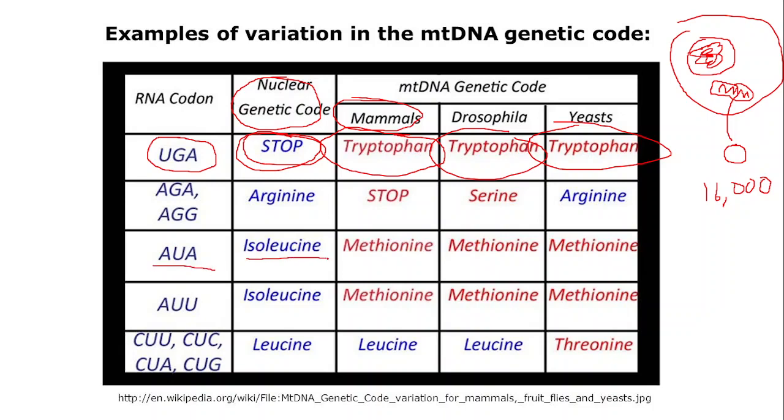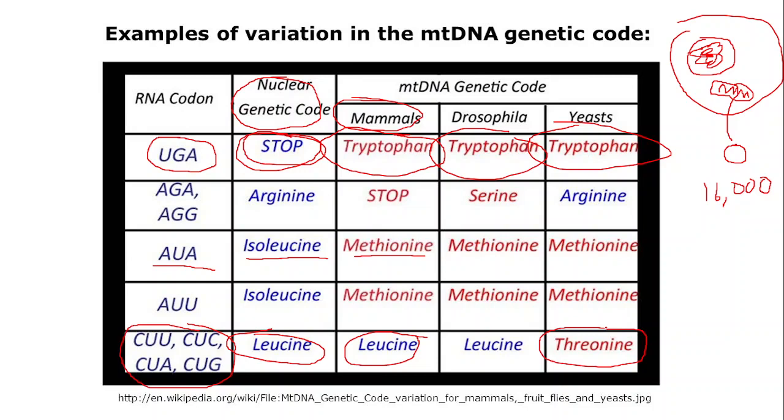AUA makes isoleucine in the standard code, but makes methionine, a different amino acid, in several different mitochondrial codes. But all of these codes down here make leucine, and they also make leucine in mammals, so you're making the same thing in your mitochondria and in your nucleus. But yeast make threonine. All right, so what's going on here? How can we have different reading codes? Didn't I make a big deal about the fact that it would be really hard to change your code? I mean, if you change one of these codes into something else, I talked about that being lethal.